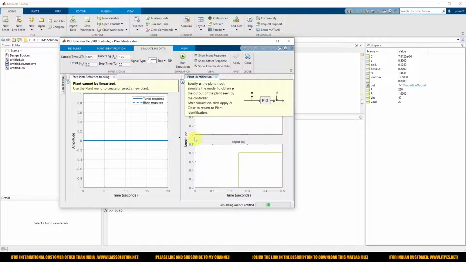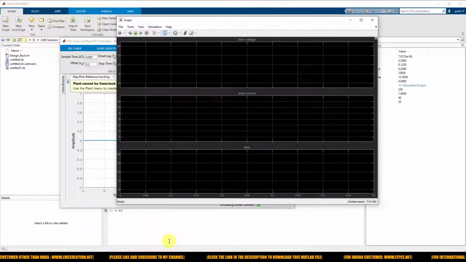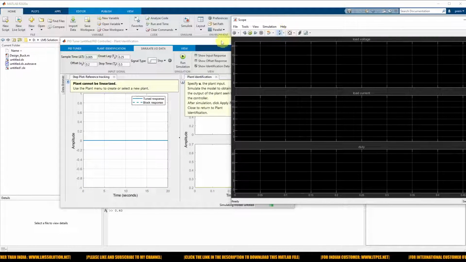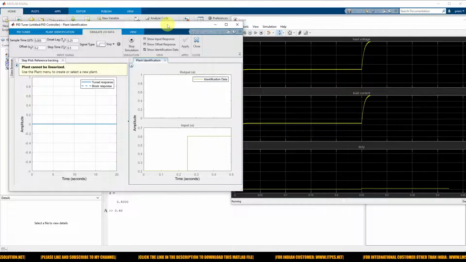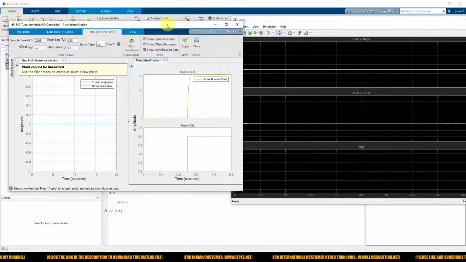Okay, here I'm going to run the simulation. So you can see here the variation of load voltage, load current, and duty cycle based upon the change in duty cycle from 0.2 to 0.6. So finally we see the identification data from the plant, right?